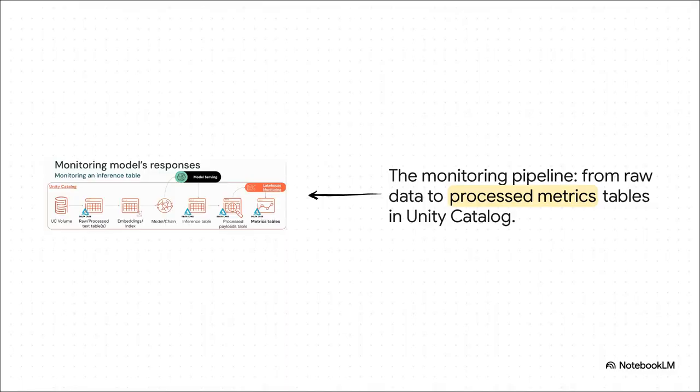And here's that whole monitoring pipeline in action. You can see how the process flows from left to right. It starts with the raw data, it moves through that inference table we just talked about, and it ends up as these processed metrics tables in a central data catalog. It's this continuous flow that gives us a real-time pulse on the system's performance.